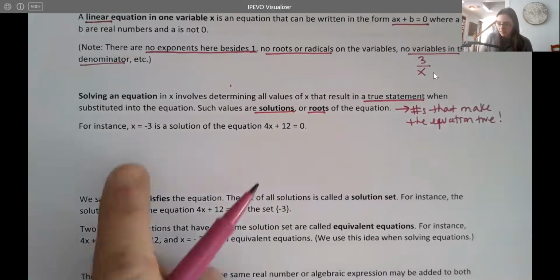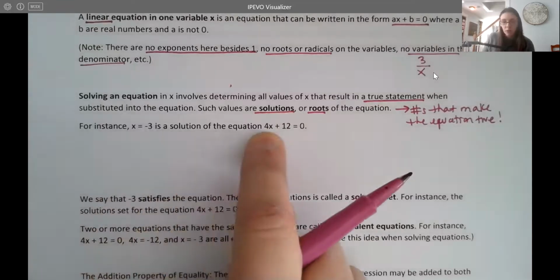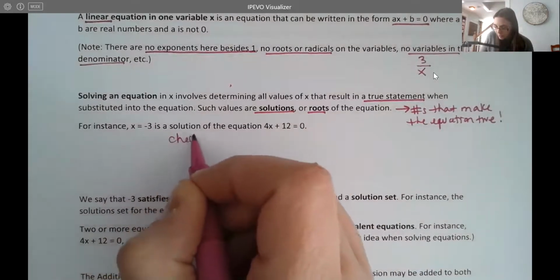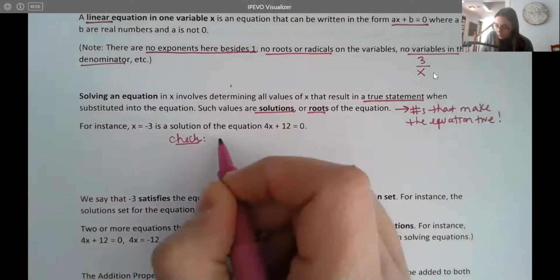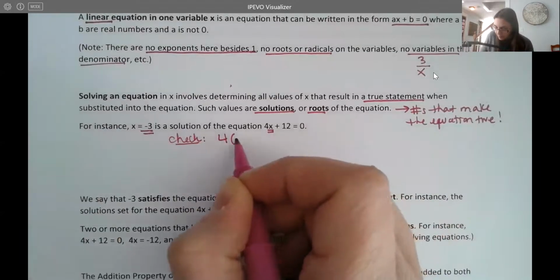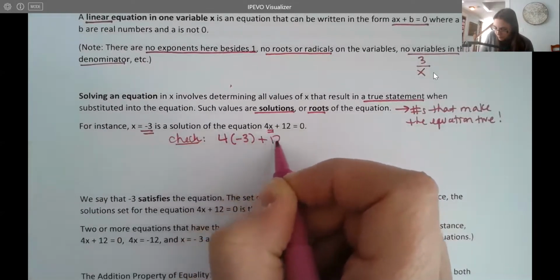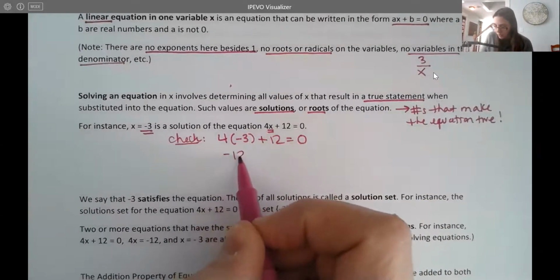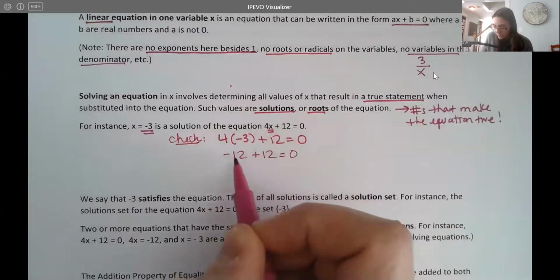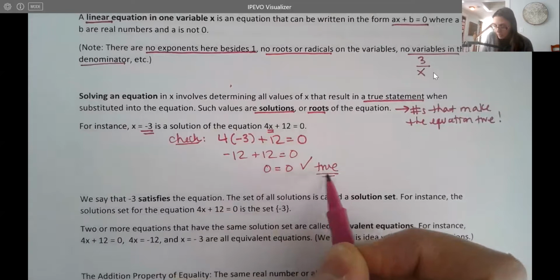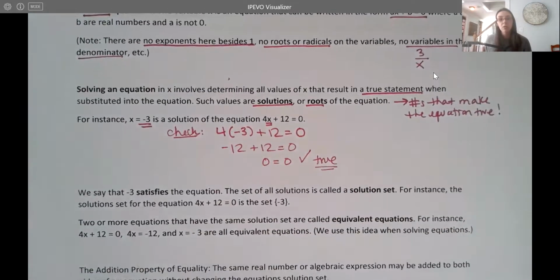So for instance, x equals -3 is a solution of this equation, and I know because I can check it. So how do you check something like this? Well, you just plug it in, which we know how to do. So I take that x and I replace it here. Simplify using those order of operations. 4 times -3 is -12. And then -12 plus 12 is 0. Now this is true, right? 0 equals 0. So it is a solution.